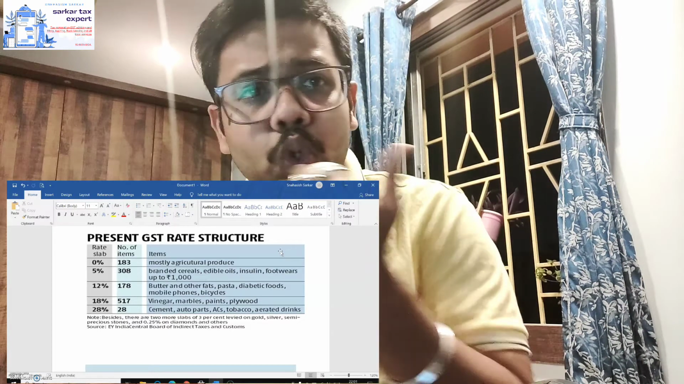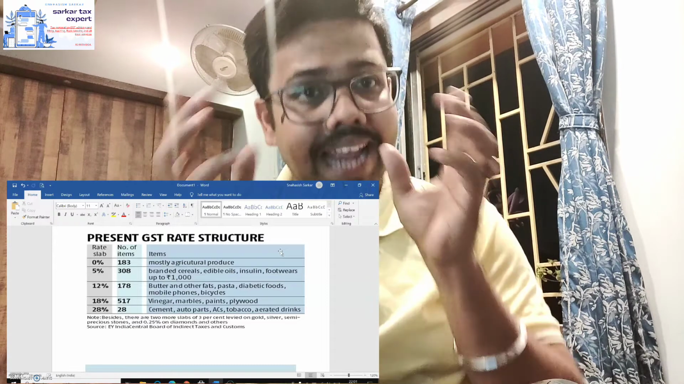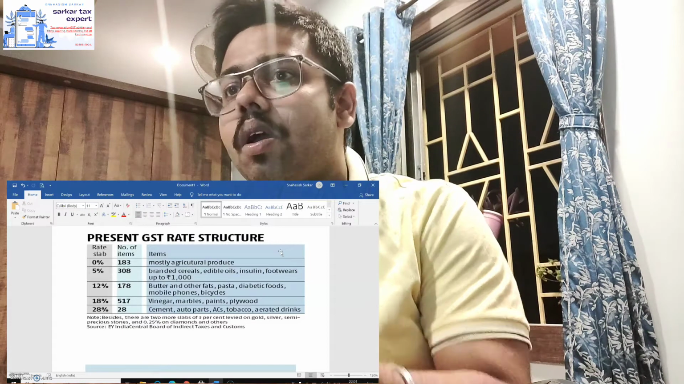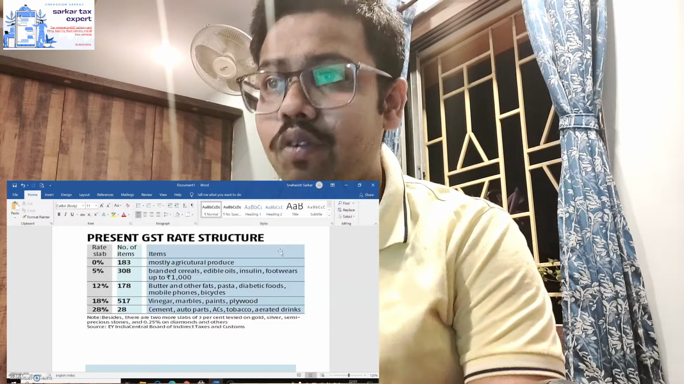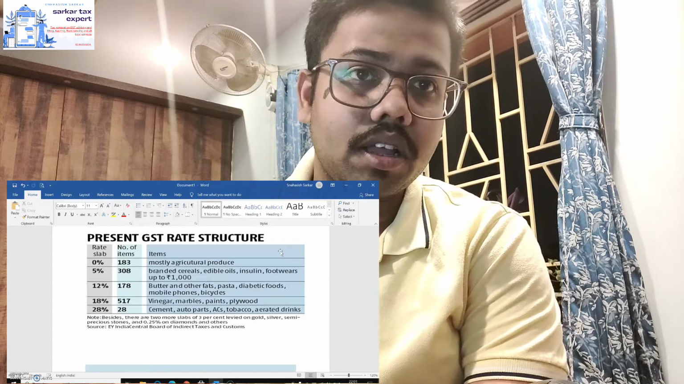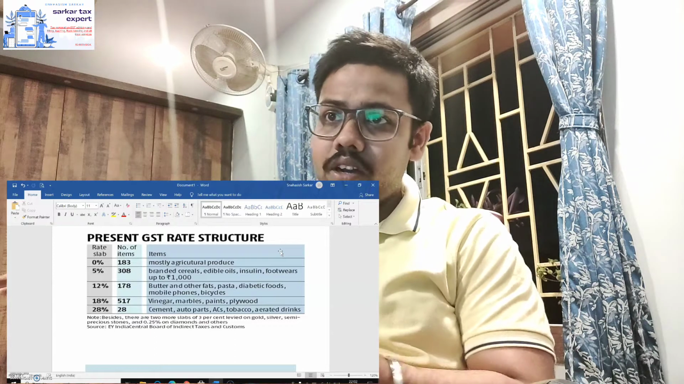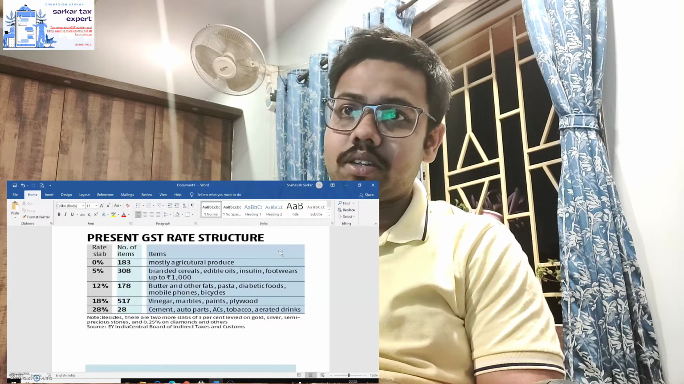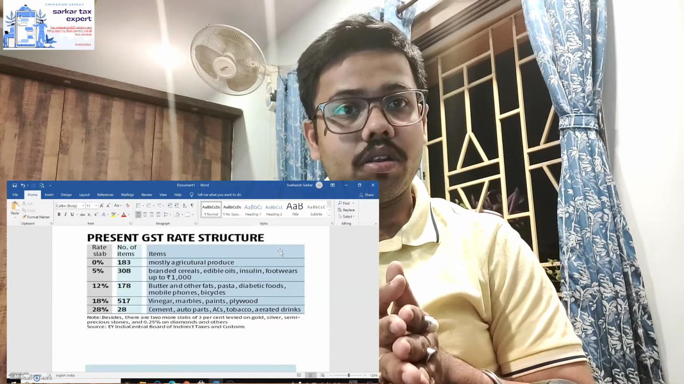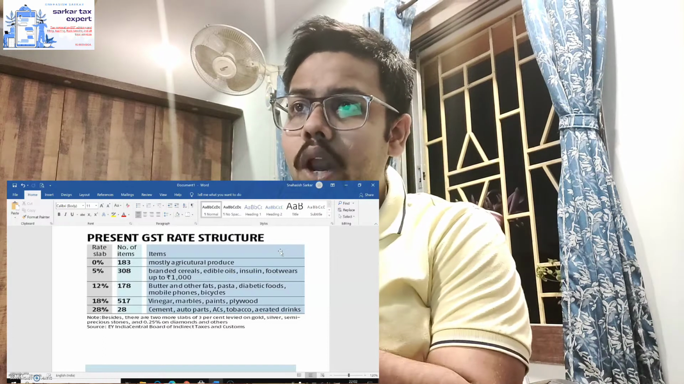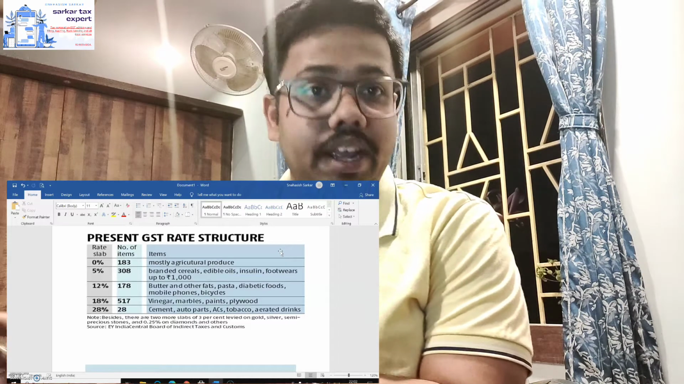Next comes 12%. Rate slab 12%, number of items 117. What are the categories of these items? Butter and other fats, pasta, diabetic food, mobile phones, bicycle, including packaged food too. So butter, other fats, pasta, diabetic foods, mobile phones, bicycle come under the 12% tax rate slab of the GST, and the number of items here is 178.